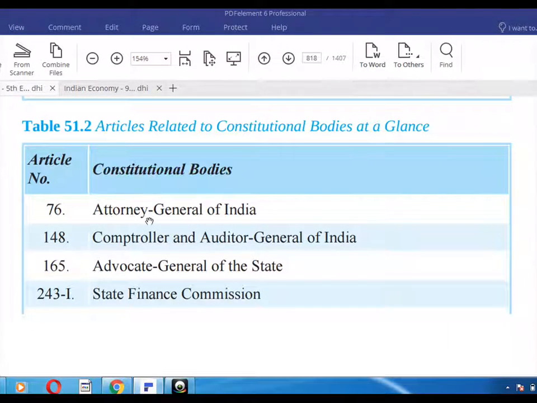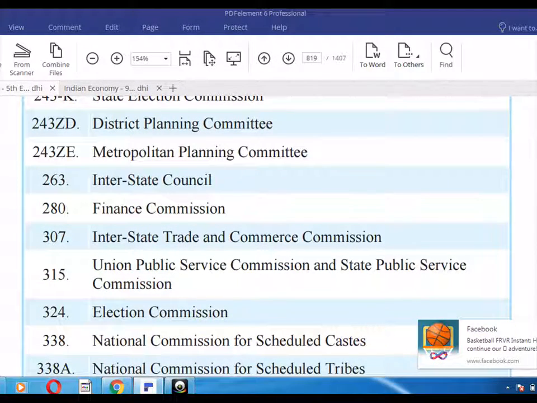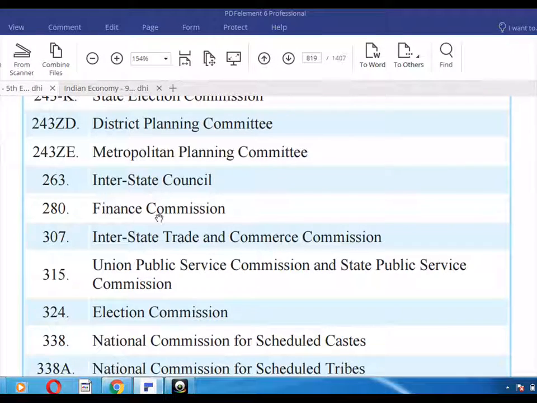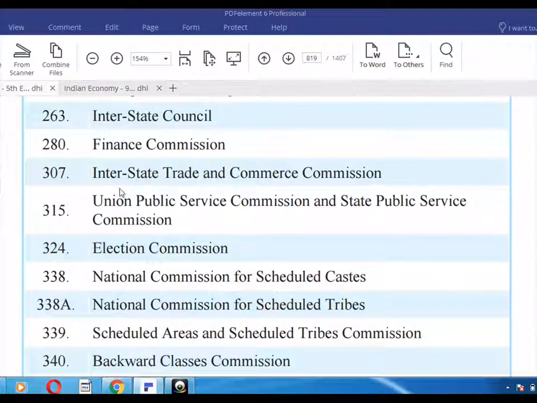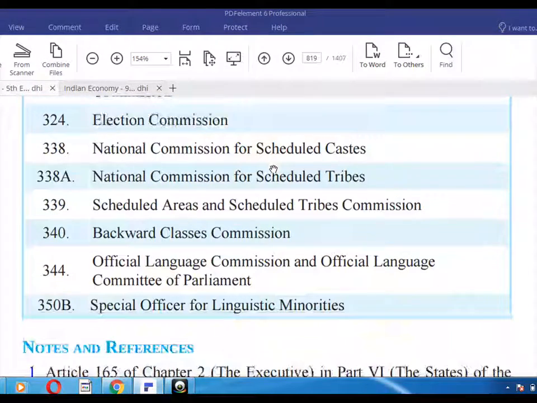76, Attorney General of India; Comptroller and Auditor General, 148; Advocate General of the State; State Finance Commission; State Election Commission; District Planning Committee; Metropolitan Planning Committee, 243; Interstate Council, 263; Finance Commission; Interstate Trade and Commerce Commission; 315, UPSC and State Public Service Commission; Election Commission, 324; National Commission for Scheduled Castes, Scheduled Tribes and Backward Classes, 340; 350B, Special Officer for Linguistic Minorities; Office of Official Language.